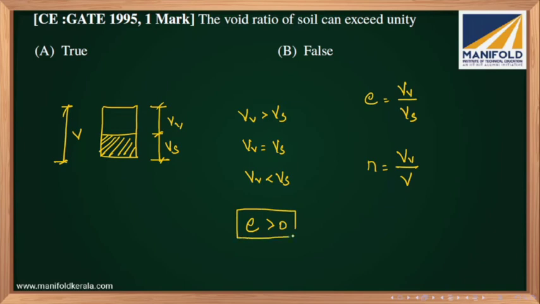Why does it not possess 0? The void ratio would get the value 0 only if the numerator tends to 0. The numerator cannot be 0 because the basic definition of soil is unconsolidated particulate matter, in such a way that whatever pressure I apply, I can't remove the entire voids available in the soil. So e can be any value greater than 0, and the statement that the void ratio of soil can exceed unity is a true fact.